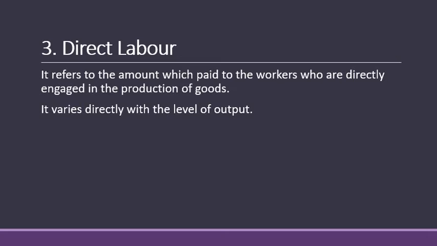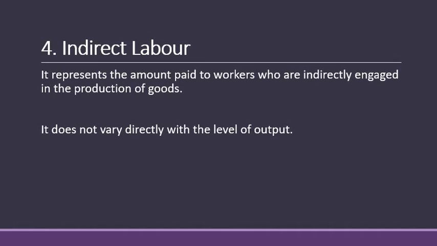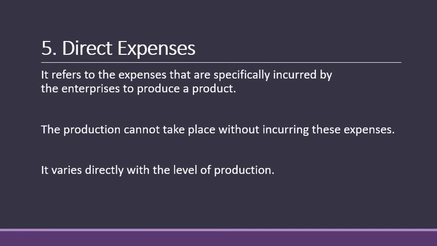Third is direct labor. It refers to the amount paid to the workers who are directly engaged in the production of goods. Whichever workers are engaged in the production process, the charges paid to that labor are called direct labor. It varies directly with the level of output. Fourth is indirect labor. It represents the amount paid to the workers who are indirectly engaged in the production of goods. It does not vary directly with the level of output.